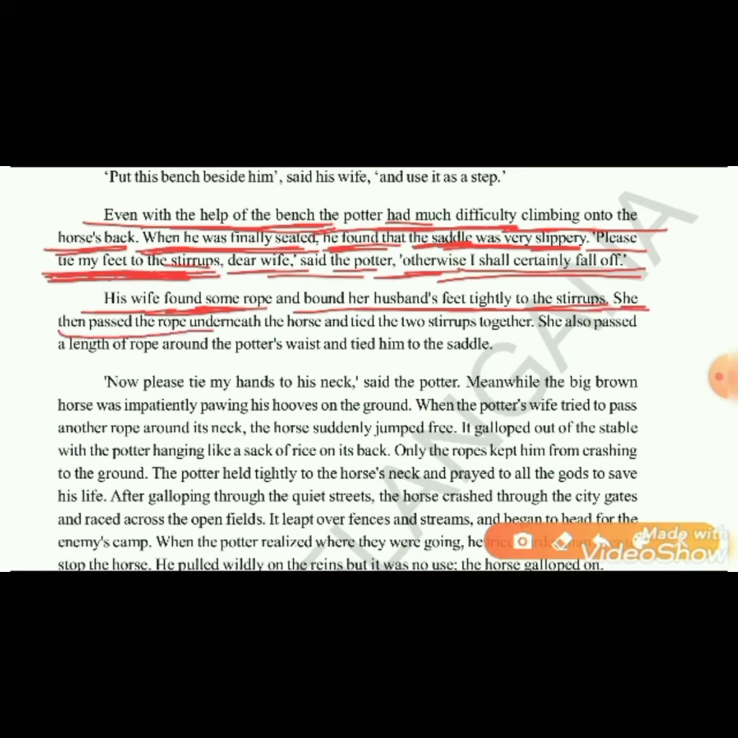She also passed a length of rope around the potter's waist and tied him to the saddle. Not only that, she completely tied him to the seat belt of the horse. The body of the horse and the body of the potter were connected with tight and powerful ropes. Okay, the potter's wife has tied everything.